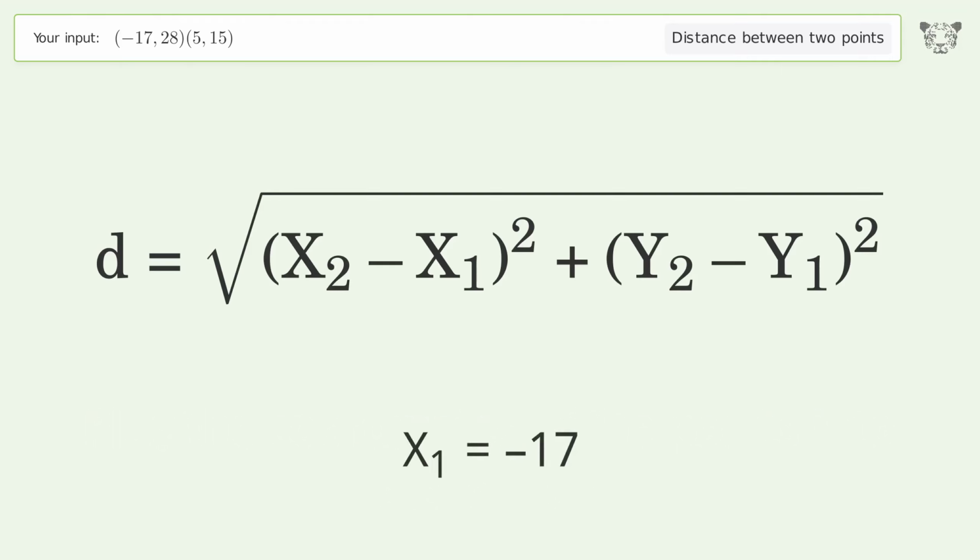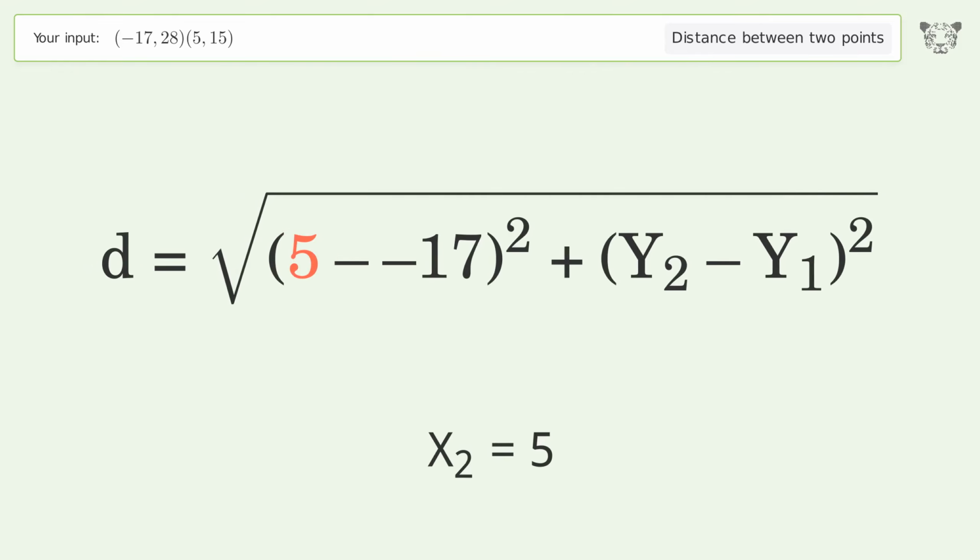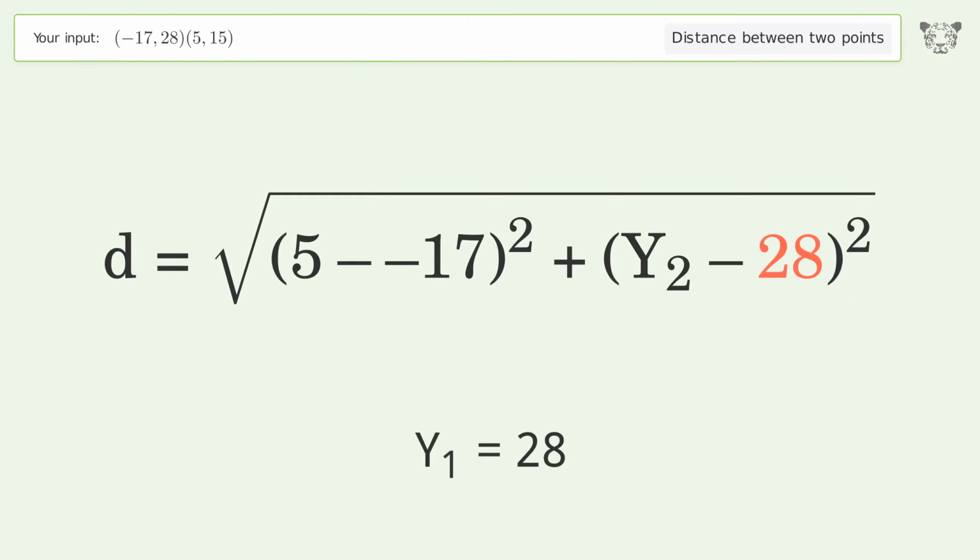x1 equals -17. x2 equals 5. y1 equals 28. y2 equals 15.